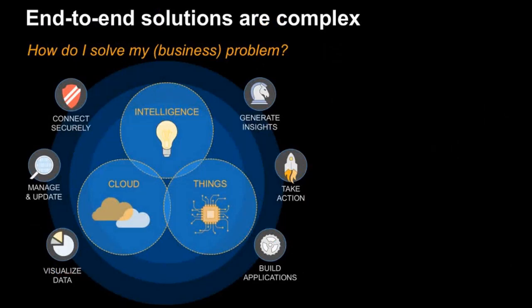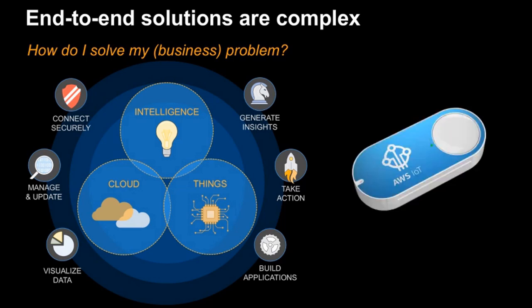So just to wrap up, I mentioned at the very beginning that these end-to-end solutions are complex. Trying to figure out how to solve this from a business process perspective, you have to connect devices, manage and update devices, visualize data, and AWS IoT helps you take care of the undifferentiated heavy lifting. But many times customers want to figure out how they can take action more quickly. And this is where you can start integrating with the AWS IoT button. And you can build those rich end-to-end workflows just from a single button click.